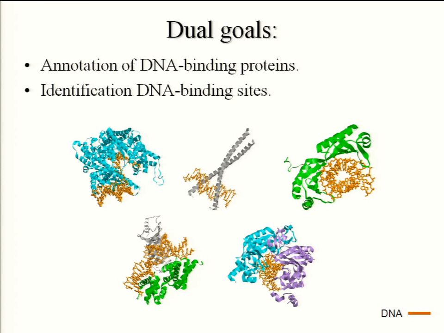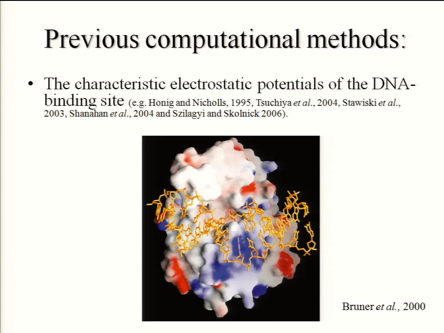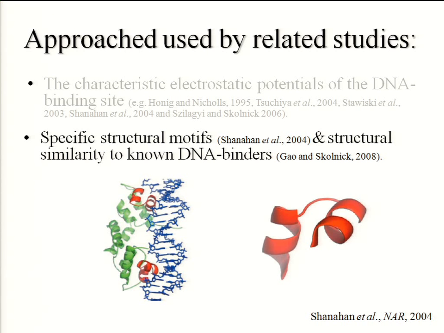So previous efforts relied on, for example, the electrostatic characters of the system. So the DNA is negatively charged, and therefore the proteins that bind DNA are often positively charged, and people have used that. As I said, there are other methods that are based on the detection of specific structural motifs, such as the helix-turn-helix motif here. And these also work well for the detection of DNA binders using these motifs.